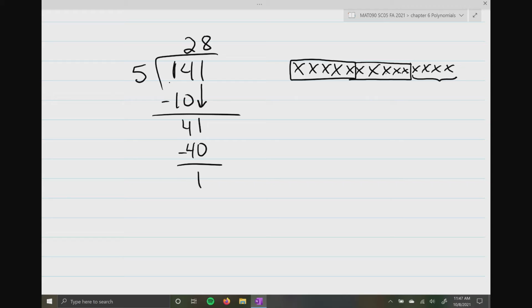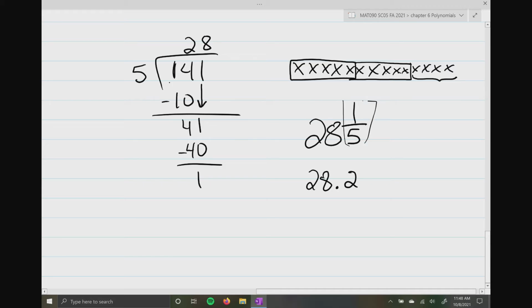Because 1 over 5 is the same as 20 over 100. Perfect. So the real answer, everyone, is 28 1/5. Now, if you were to use a calculator, it would say 28.2, and that's because 1/5 as a decimal is 0.2. Does that make sense? Do we remember doing stuff like this?